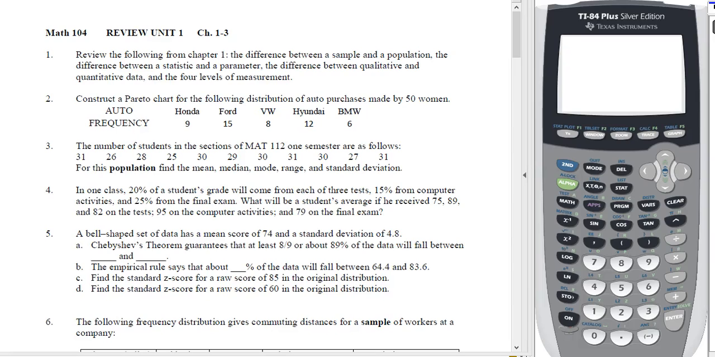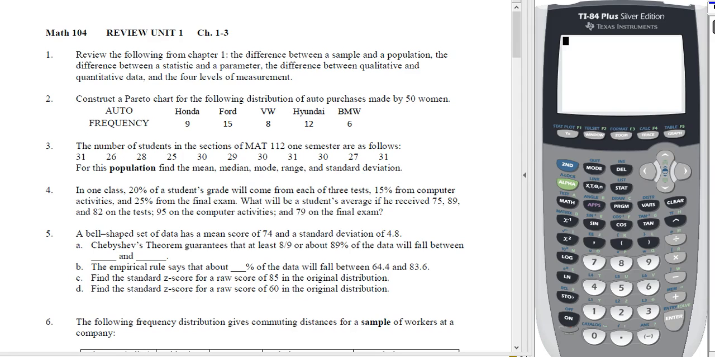I'm going to go over the problems in the Unit 1 review that involve using the calculator. Number one is just reviewing some terminology, so make sure that you can identify and understand those terms. Number two is drawing a Pareto chart.